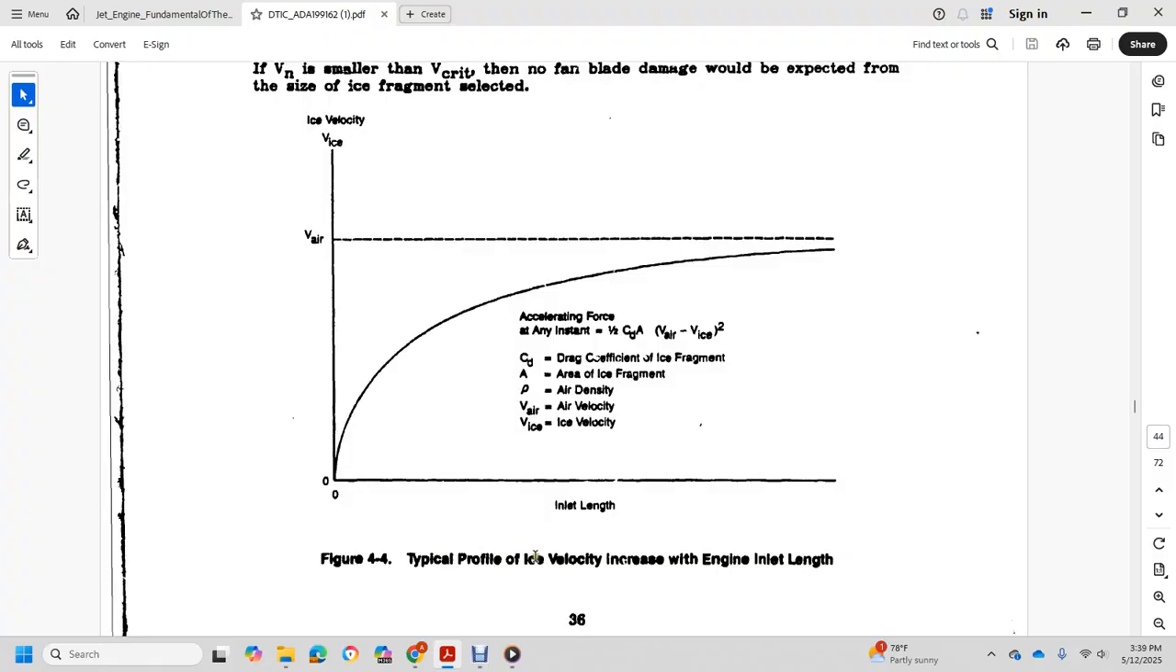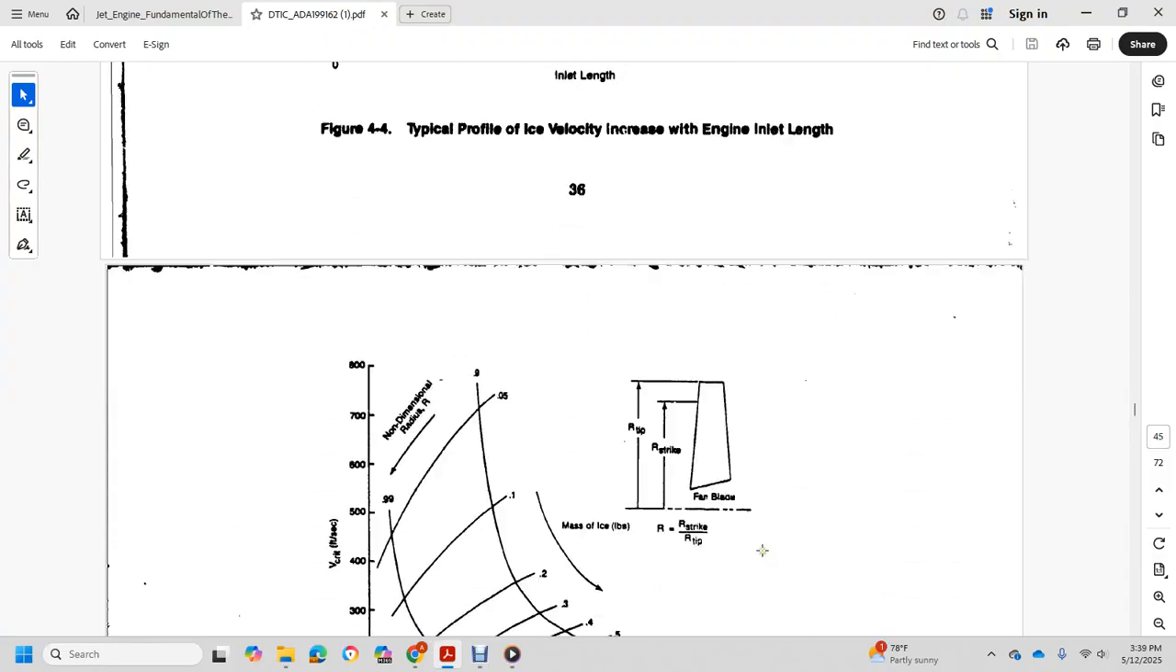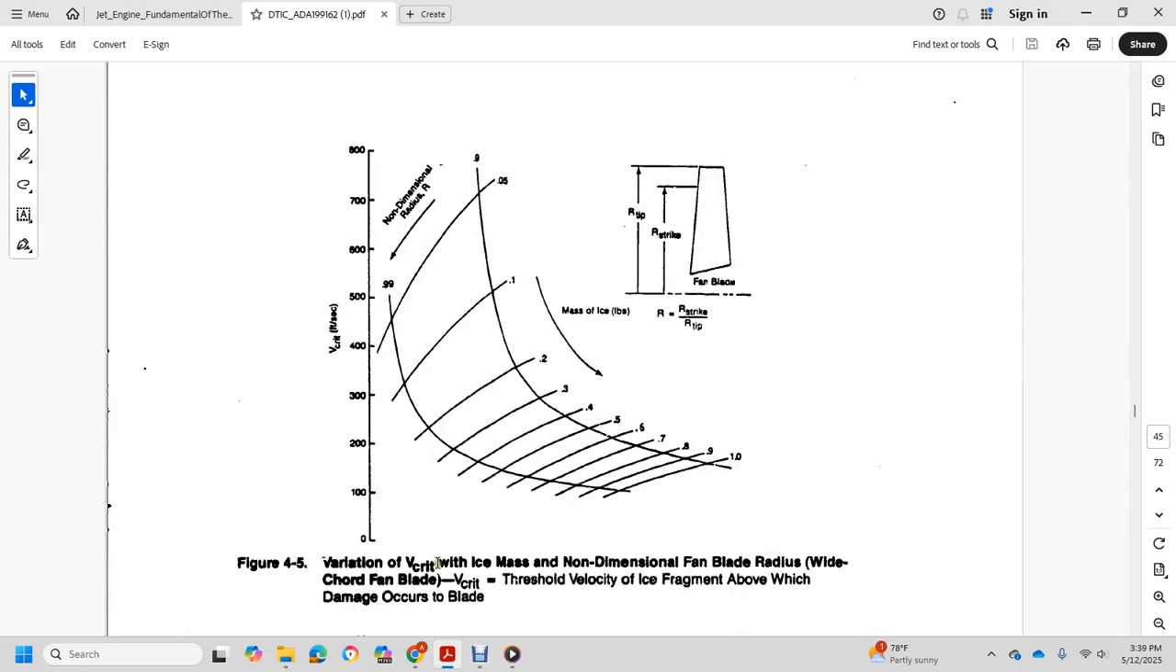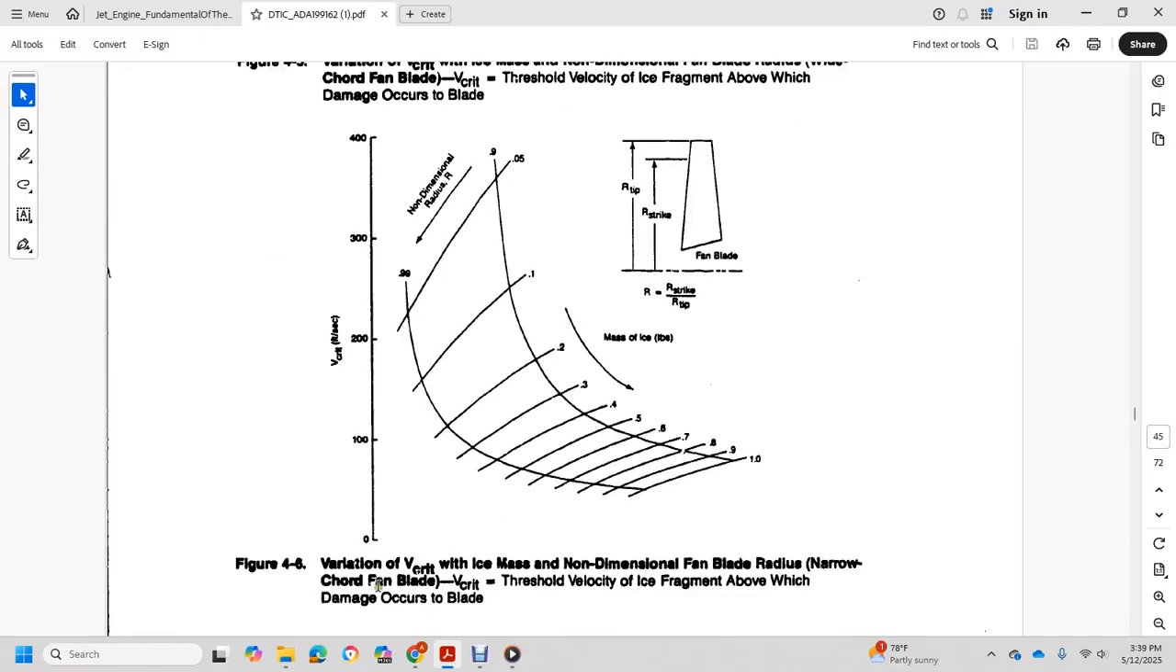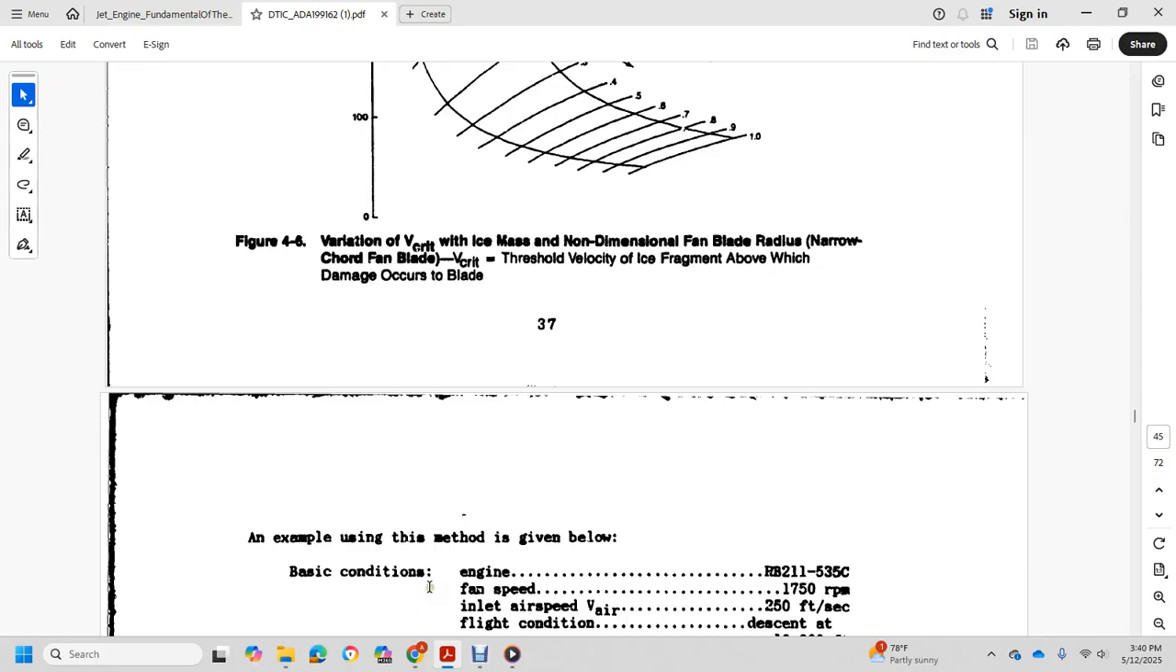So it shows a typical profile of ice velocity increase along the length of the engine inlet. Then it shows the variation of the critical ice mass with non-dimensional fan blade radius for a wide chord fan blade, with the threshold velocity of the ice fragment at which damage occurs to the blade. It also shows the variation of velocity across ice mass and non-dimensional blade radius for a narrow chord fan blade, the threshold velocity of the ice fragment above which damage occurs to the blade.